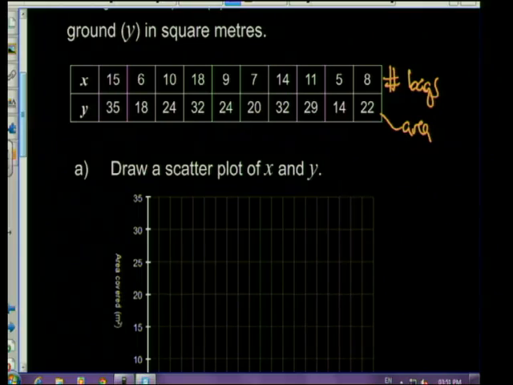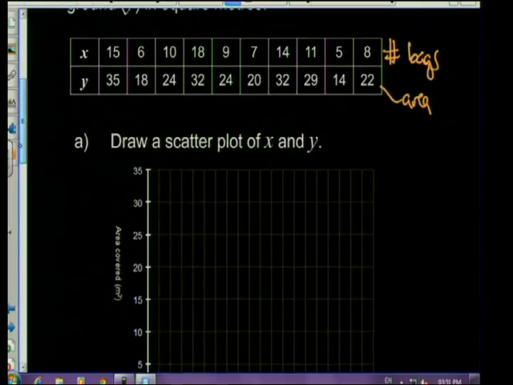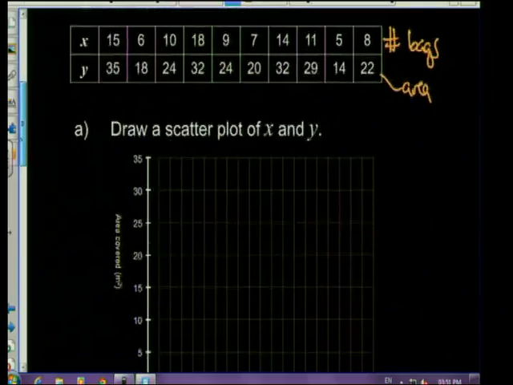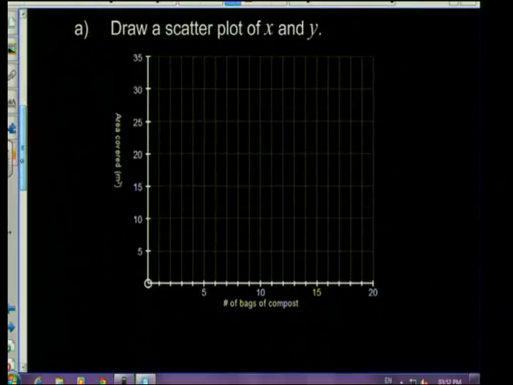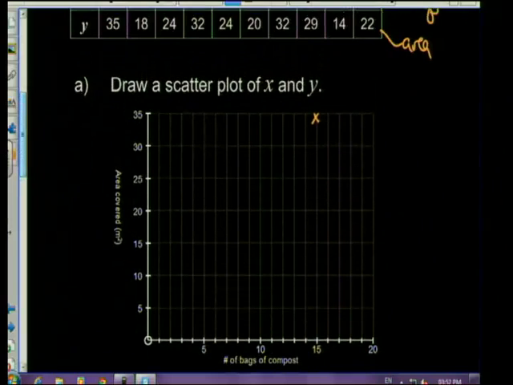And so we can be asked to draw a scatter plot. Now drawing a scatter plot is not too difficult at all. You've just got a whole lot of coordinates. So we plot the points. So the first point is x is 15, y is 35. So I'd go, where is x 15 there, y is 35. So I'd go to the end and I'd plot that point. And so we end up plotting a whole lot of points.